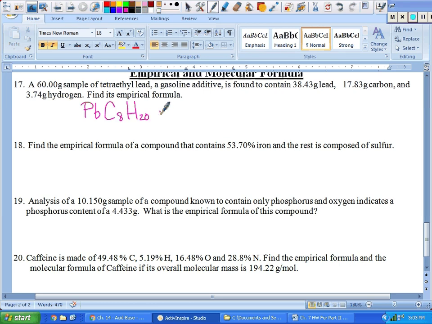The tetramethyl lead. Good, as long as you got it. Massimo, step 1, convert grams to moles. Step 2, divide by the smallest number of moles. And that should give you 1, 8, and 20. Okay? Before you add, what is the mass you put for lead? What did you divide? Okay, that's right.